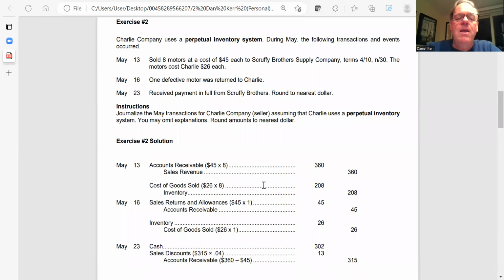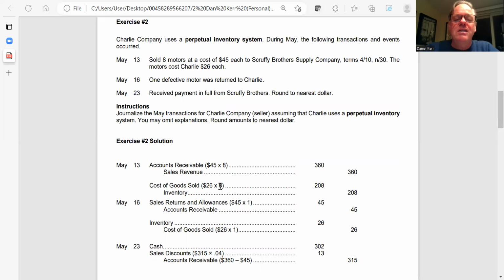I sold 8 units. But at the same time, since it's a perpetual inventory system, you also have to record the cost of the sale. So the units cost us $26. So this is where we get our markup. We're buying them in large quantity. We're paying $26 a unit. We're turning around and selling them at 45. So that'll give us a profit on each sale.